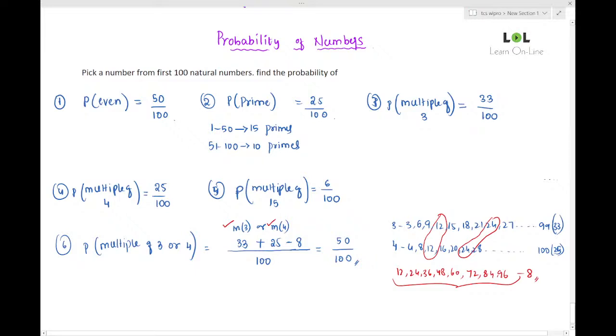Did you understand why I am subtracting 8 there? Did you understand that? Everybody, everyone, please confirm. Why am I subtracting 8 there? Did you get it?